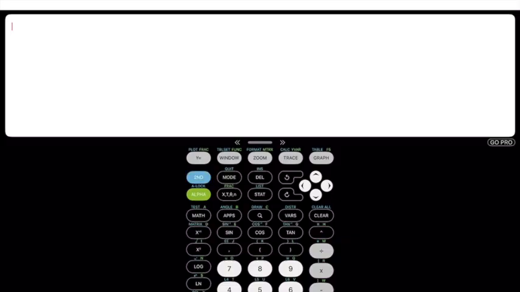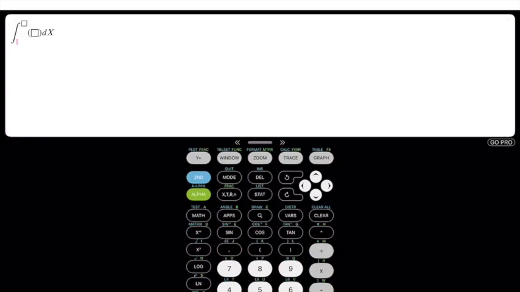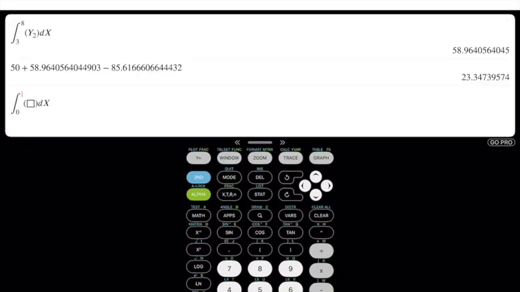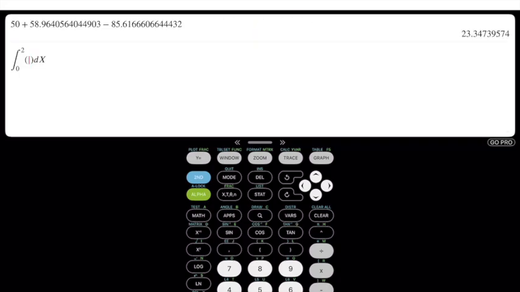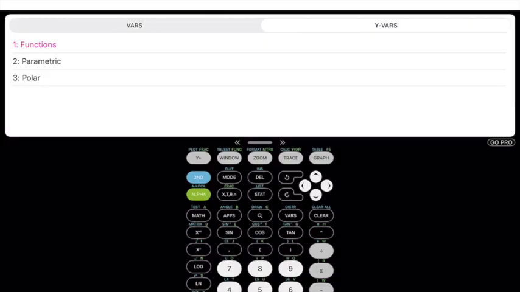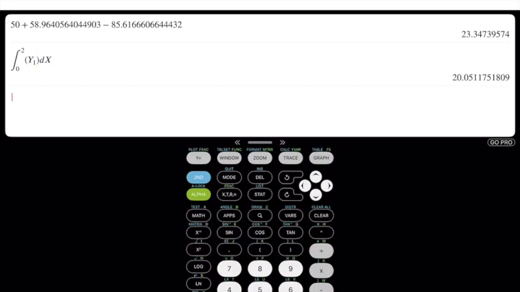To find this, we need to do the integration. Hit your math symbol and then go down to number 9, which is function integration from 0 to 2. You can type in the function here, but since we already have it typed in as Y1, we're going to go to variables, go to Y variables, functions, number 1, type in Y1 and then hit enter. That is our answer, which means it's 20.0511 pounds of bananas removed.